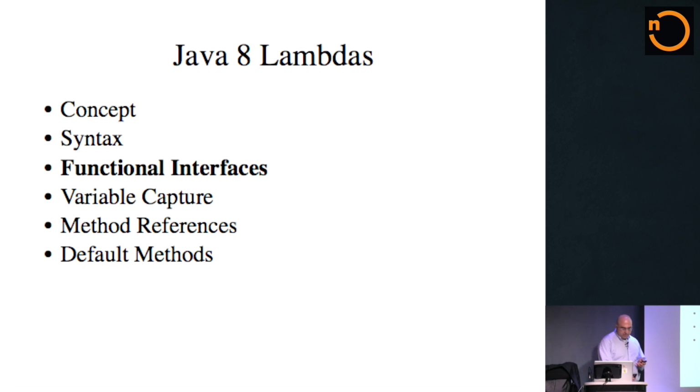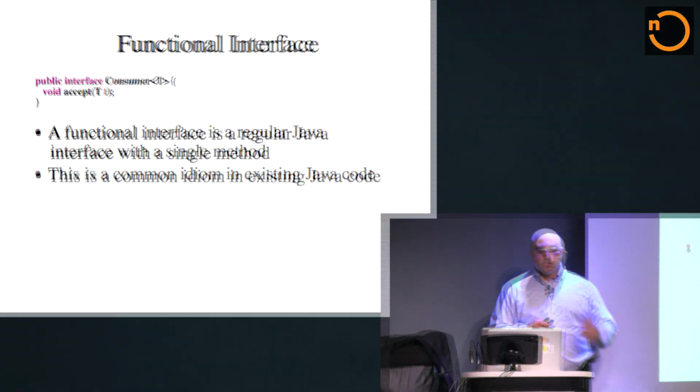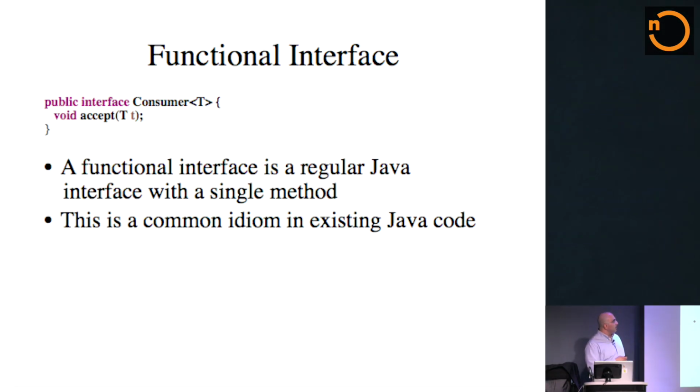All right. So now that we've learned what that is, the syntax a little bit, let's take a look at a very important concept: functional interfaces. This is a term that you'll become quite familiar with. So here's a functional interface. It's just a regular Java interface which has a single method. This is a common idiom in Java code.